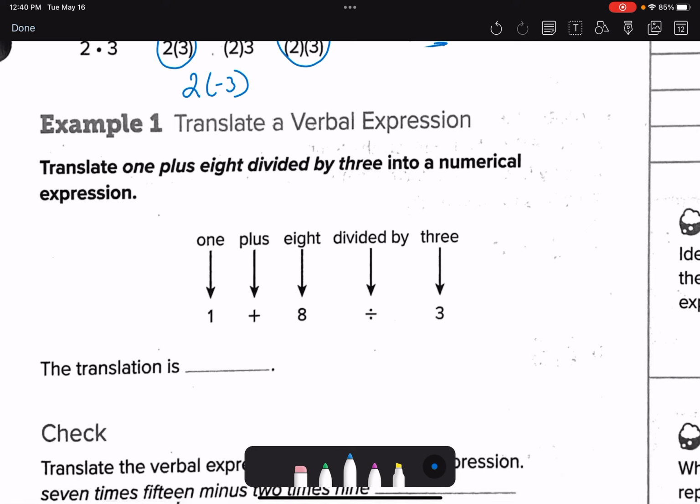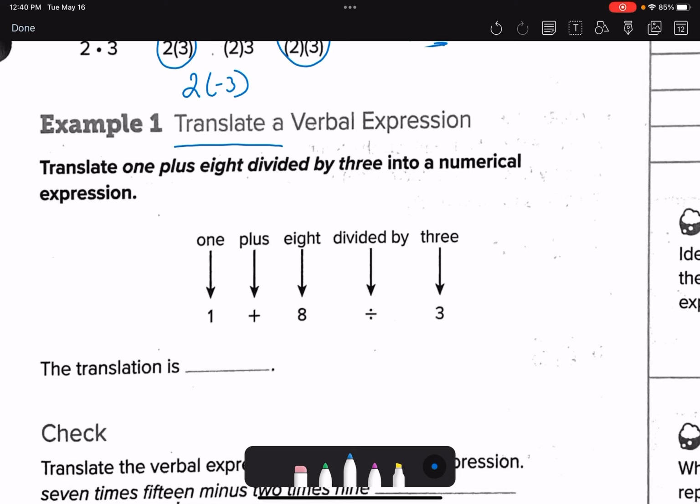The second thing I want to talk to you guys about now is example 1. We're going to be discussing how to translate a verbal expression. And translate is really what we're doing. You have to be able to go back and forth between changing a verbal expression into numbers and then changing numbers into verbal expressions. So you're going to be going back and forth.